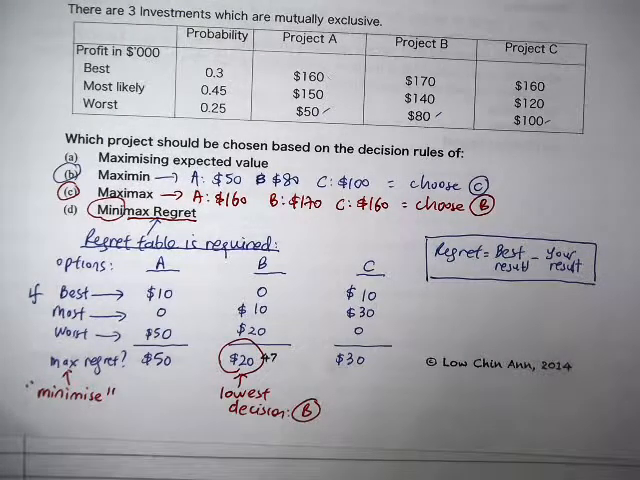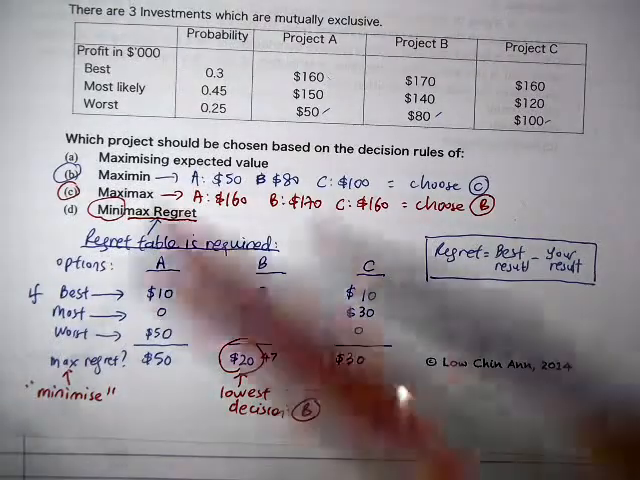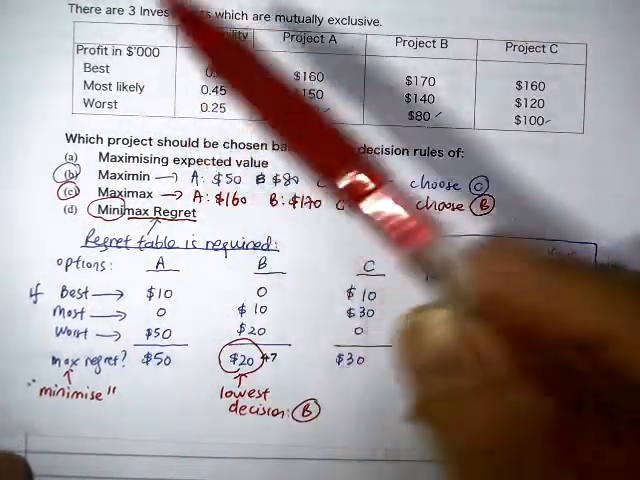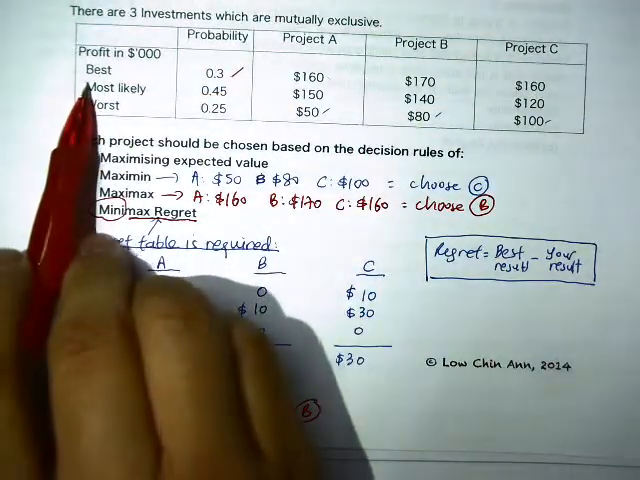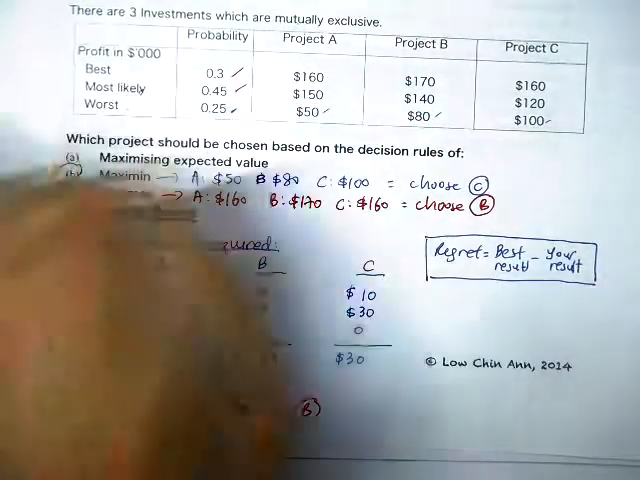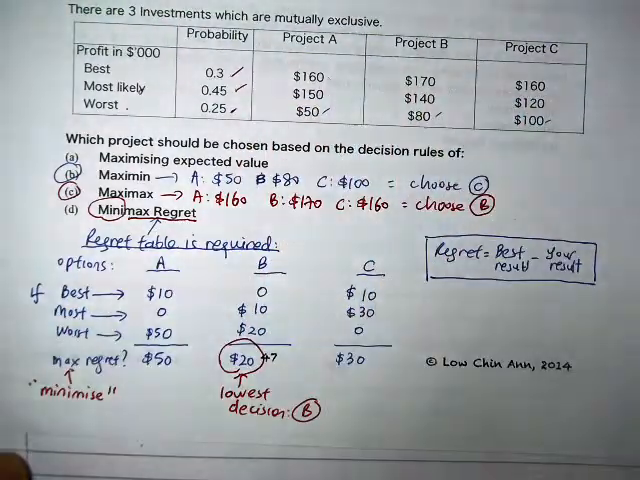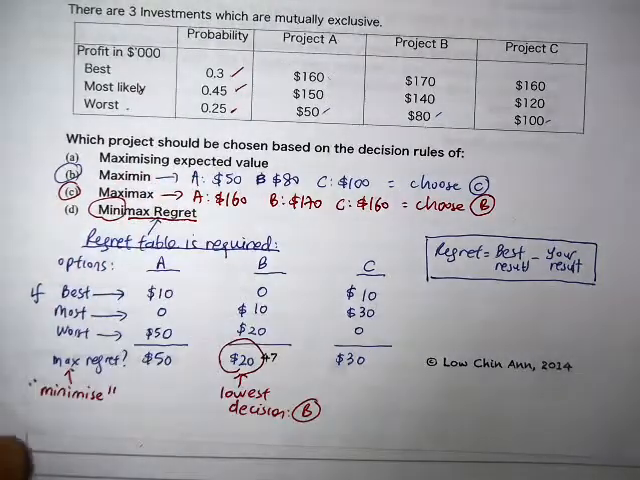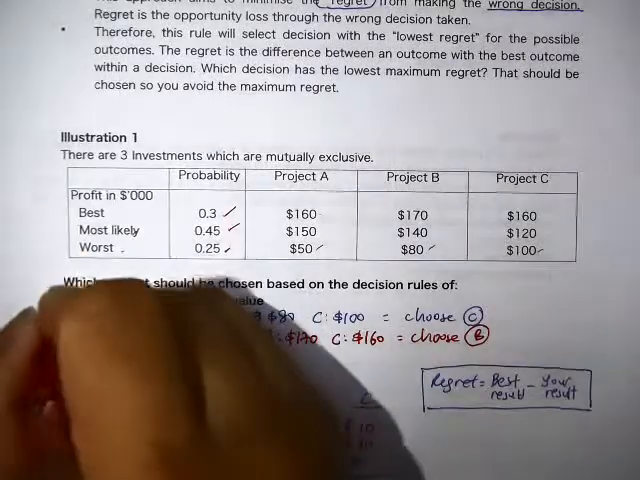Now the one where they might want to include probability is when they ask you to calculate how to maximize expected value. Now they say that for these three investments, the probability is given as 0.3 for best, 0.45 for most likely, 0.25 for worst. So if like that, which project do you invest in if you're using maximizing expected value? Now what you're going to do is very simple. I do here.